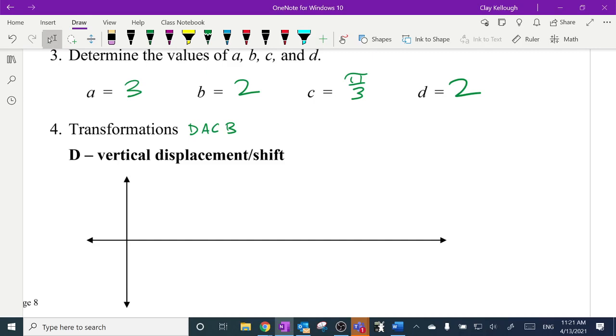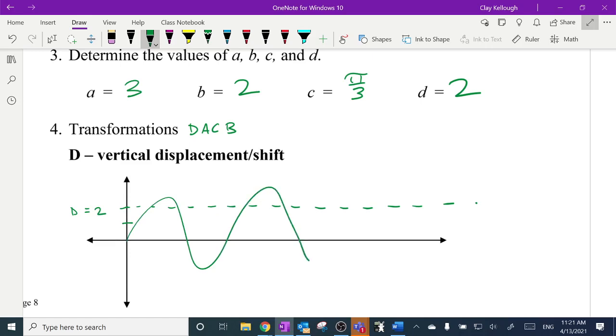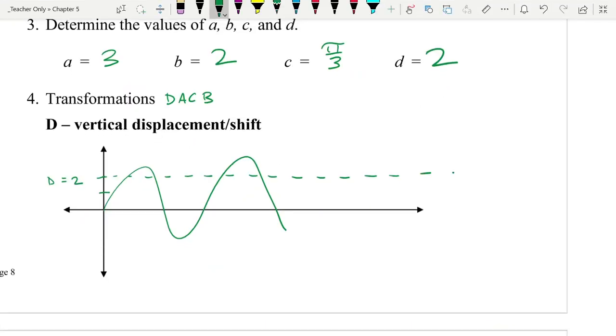Step 1, find the vertical displacement, and that tells me my new horizontal axis. In other words, it tells me how much to shift the graph up and down. So in this case, D is 2, so my new central axis will happen at 2. So instead of my graph going up and down from here, don't draw that, it's going to go up and down based on this being the center. Okay? But I'm not ready to draw yet. I just need to find where my vertical axis is.